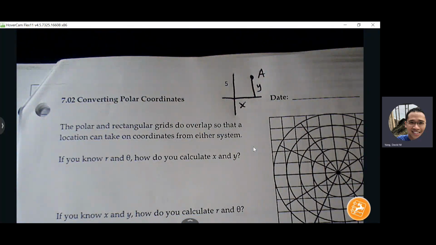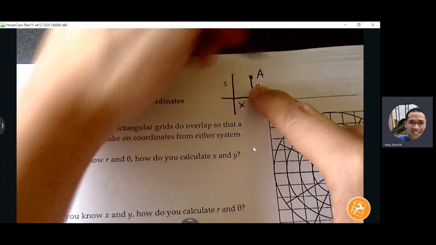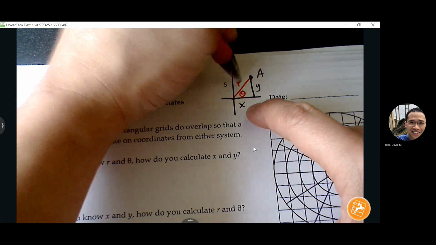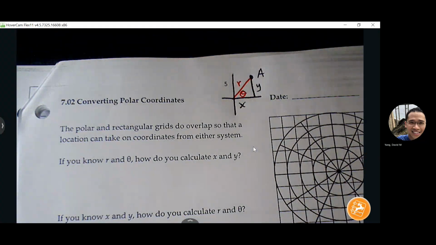I can go left X units, go up Y units, and I can hit any point on the graph by identifying the horizontal and vertical components. But I can also reach that same point using the angle and the radius. So just like the last unit, we have to be comfortable going from rectangular form to polar form. Polar form just means getting information from a radius and theta perspective.